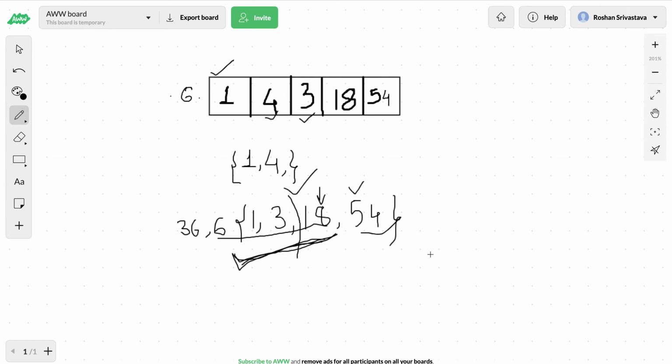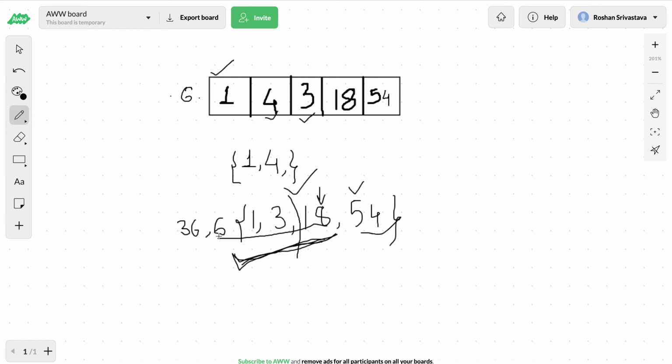So now it is clear why we need to traverse all the way back till the first element, to see if all the elements which are included in the subset till now are either dividing 54 or one of them is divisible by 54. I mean, all of them are divisible by 54. So how else can we optimize?